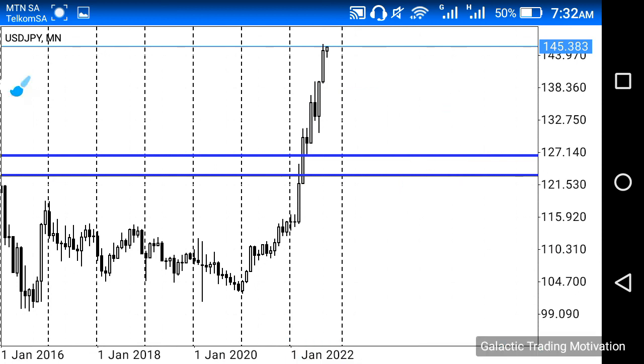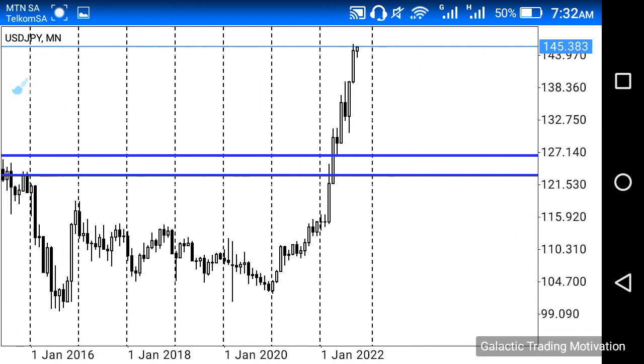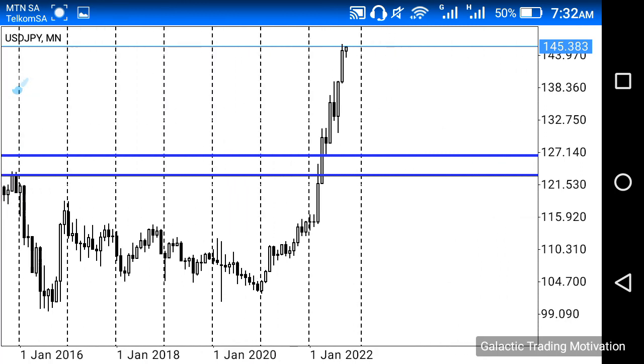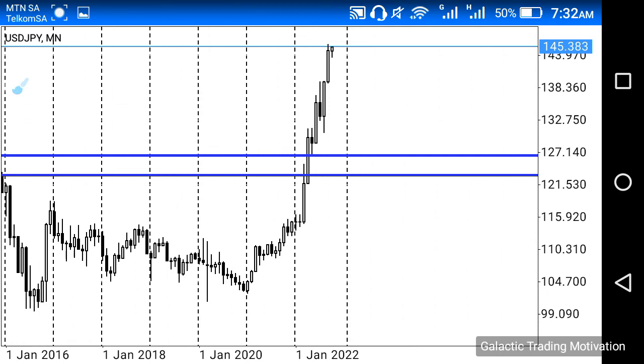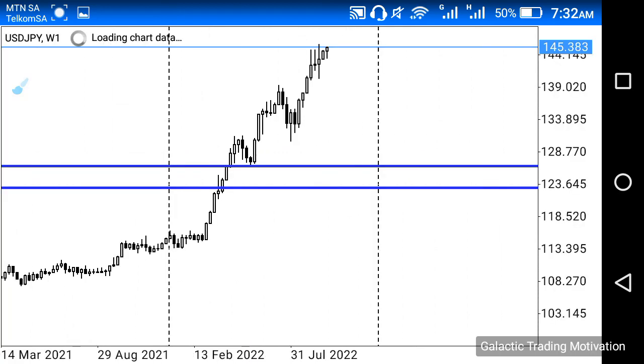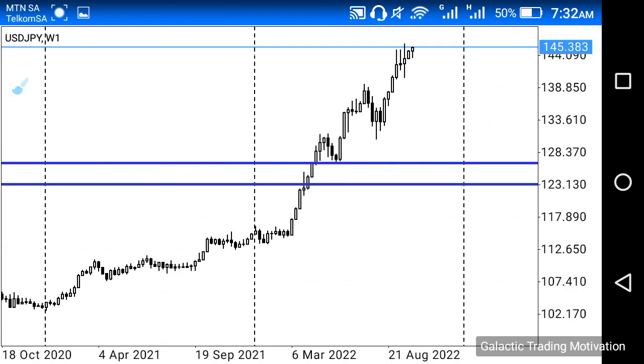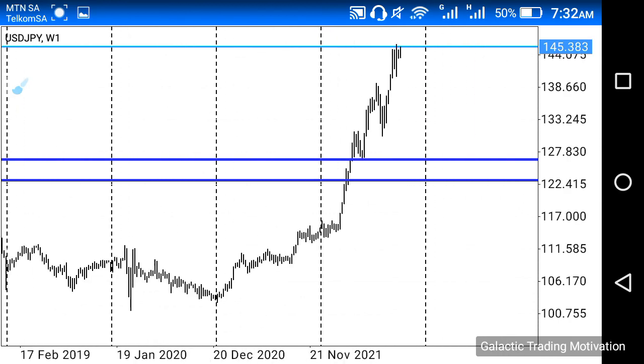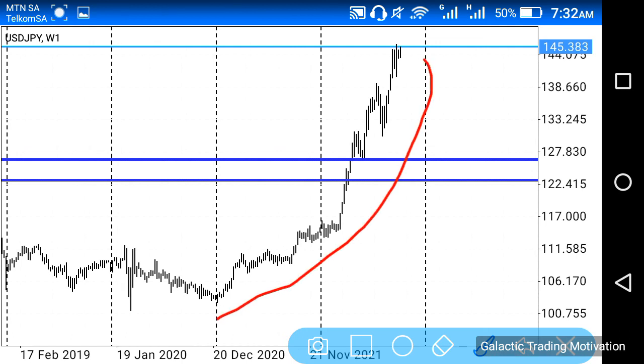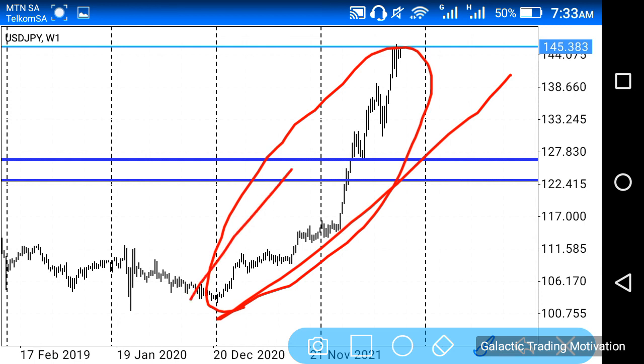So what else do we see? At this point I don't see much, so what I will do is head down to the weekly chart. And here we are on the weekly chart. The first thing that I can see in regards to the weekly chart is the fact that we have this entire move, right? And we can see that price is in an upward trajectory, right?